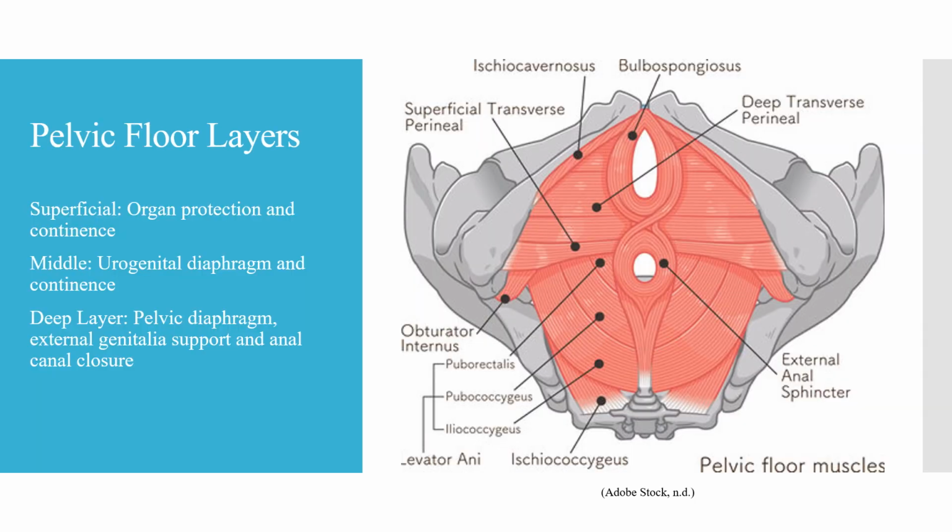The pelvic floor has three layers, including the superficial, middle, and deep layer. The superficial layer consists of the bulbospongiosus, ischiocavernosus, and superficial transverse perineal muscles, which aid in organ protection and continence. The middle layer is comprised of the deep transverse perineal muscles and the external urethral sphincter, which make up the urogenital diaphragm and contribute to continence. Finally, the deep layer includes the levator ani group and coccygeus muscles, which make up the pelvic diaphragm, support the external genitalia, and assist in anal canal closure.